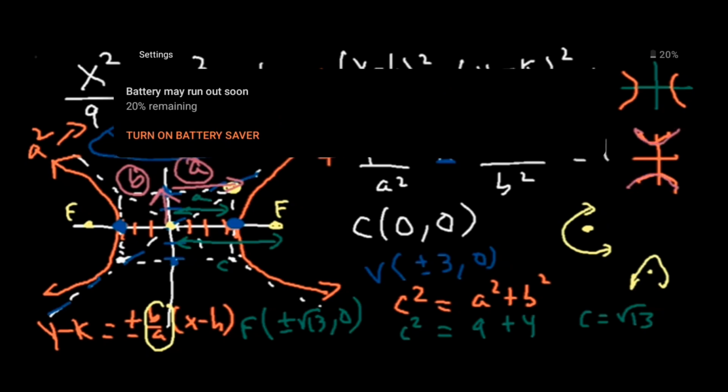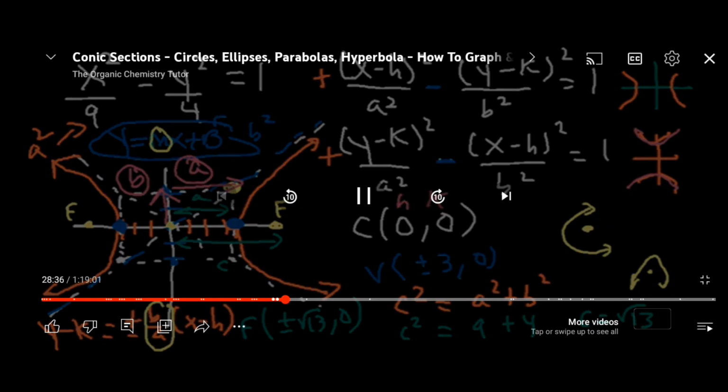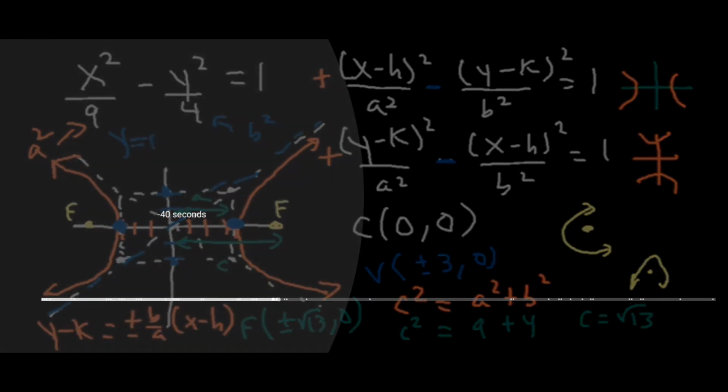So for this actual equation, we know that h and k are 0. So to write the asymptotes, it's going to be in the form mx plus b.